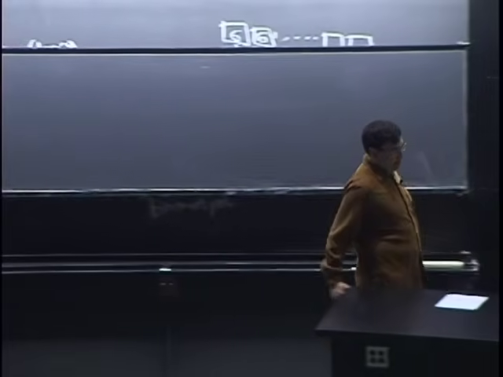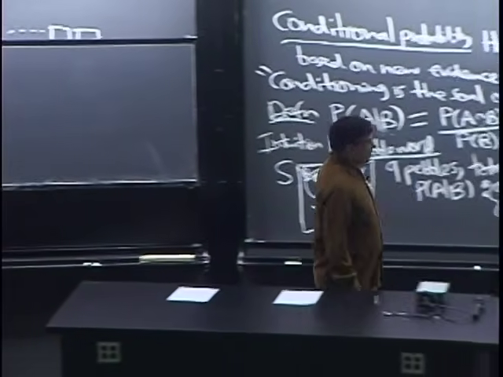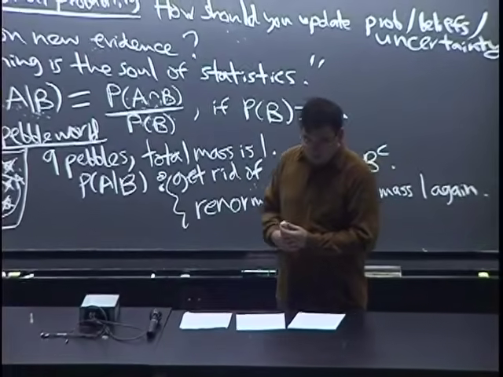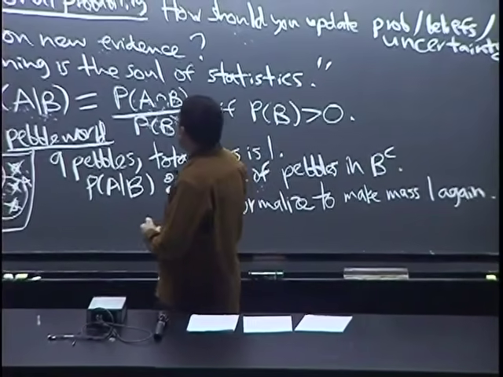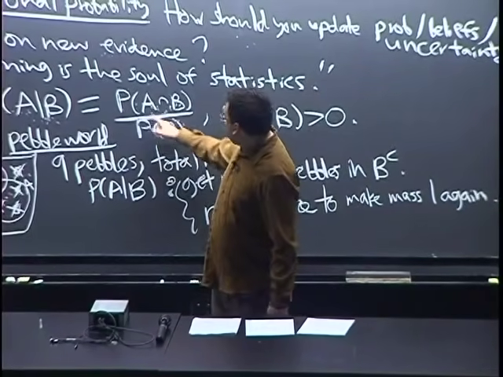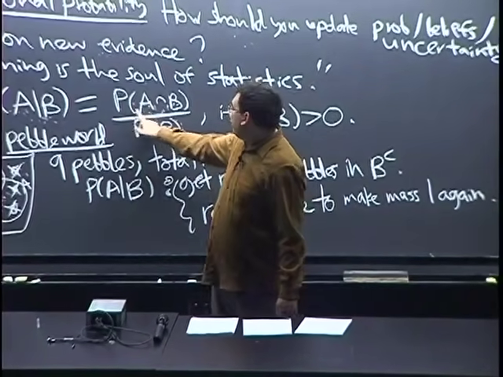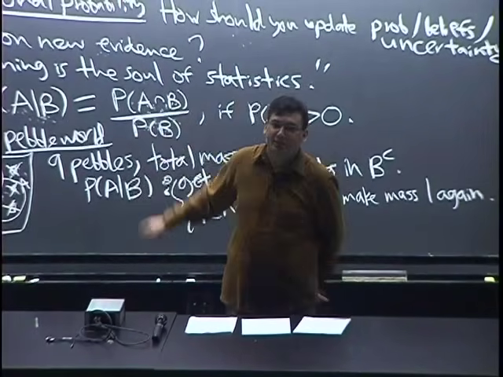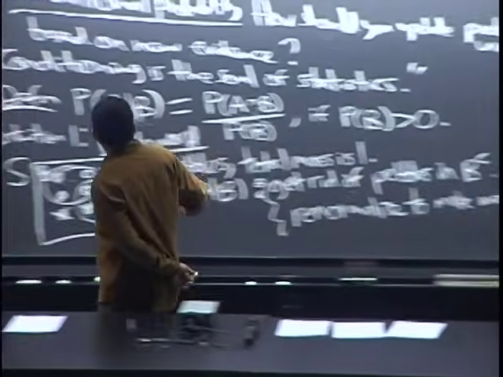Suppose that we wanted to find the probability of A and B. How would we go about that? Well, basically I would take this equation, and I want this, so I would multiply both sides by P of B. So that's theorem 1.